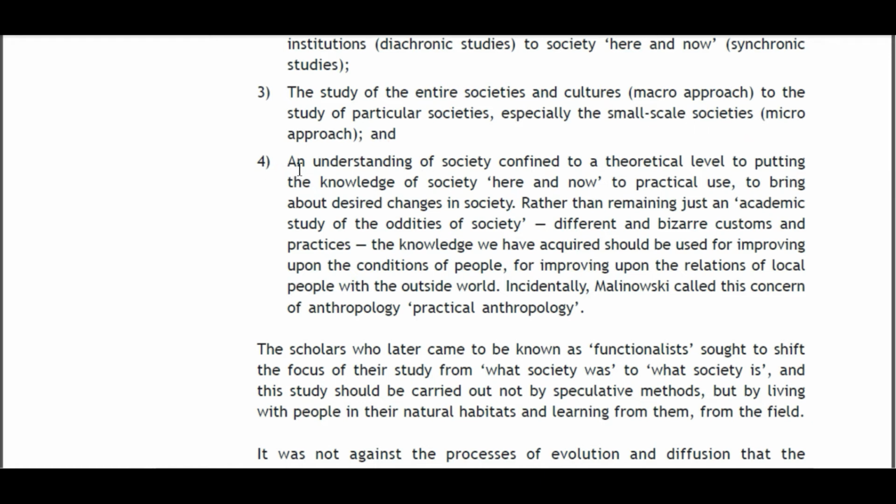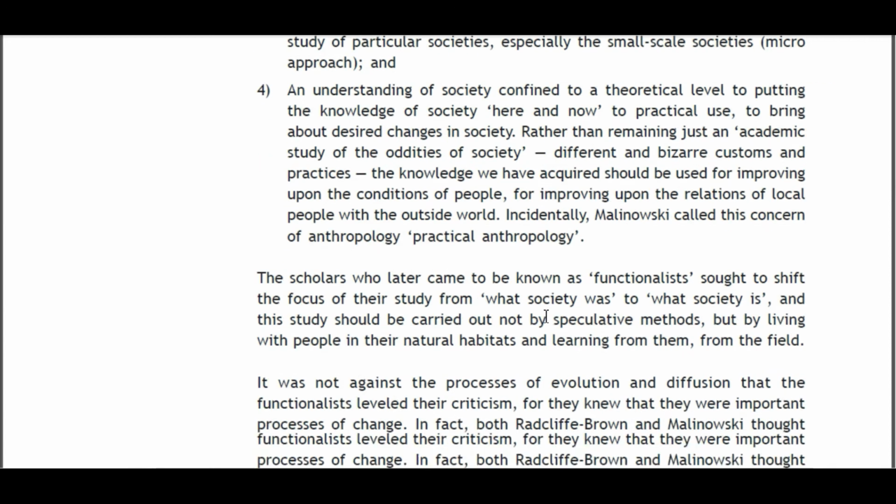And fourth, from an understanding of the society confined to a theoretical level, to putting the knowledge of society here and now to practical use, to bring about a desired change in the society, rather than remaining just an academic study of the oddities of society, different and bizarre customs and practices. The knowledge we have acquired should be used for improving the conditions of people, for improving the relationship of local people with the outside world. Incidentally, Malinowski called this concern of anthropology practical anthropology.